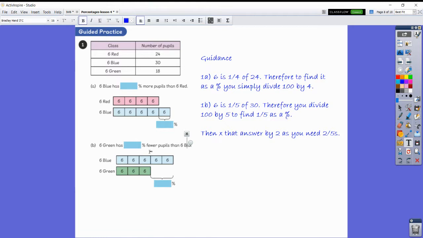For 1b, you've got your bar model for 6 blue, and it's split into 5 equal parts. So we said that 1/5 equals, if you got it, well done, it's 20%. So therefore, to find 20%, you do 100 divided by 5, which is 20%. However, we've got a gap of 2 here, so we're looking at what 2 lots of 20% are.